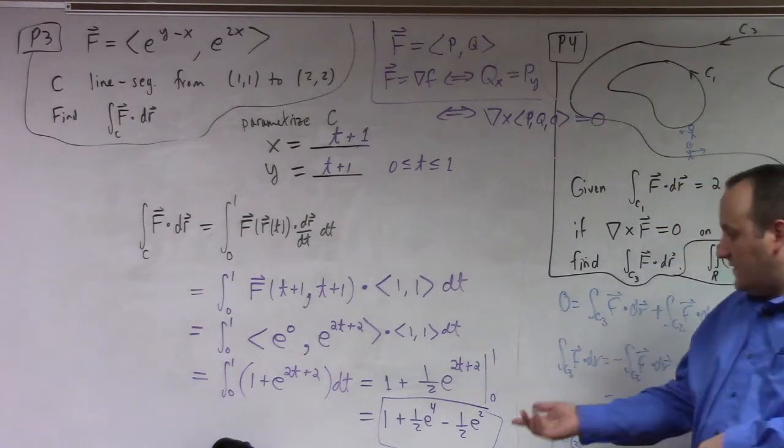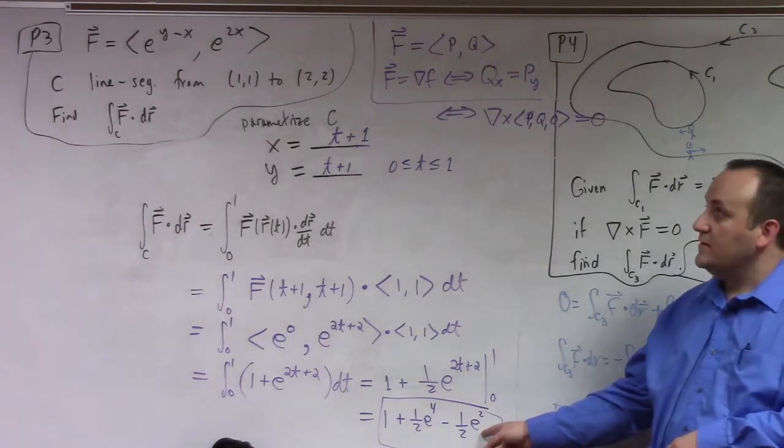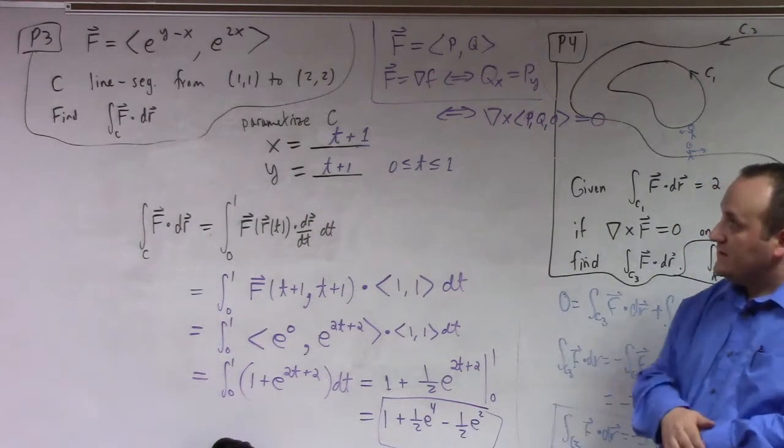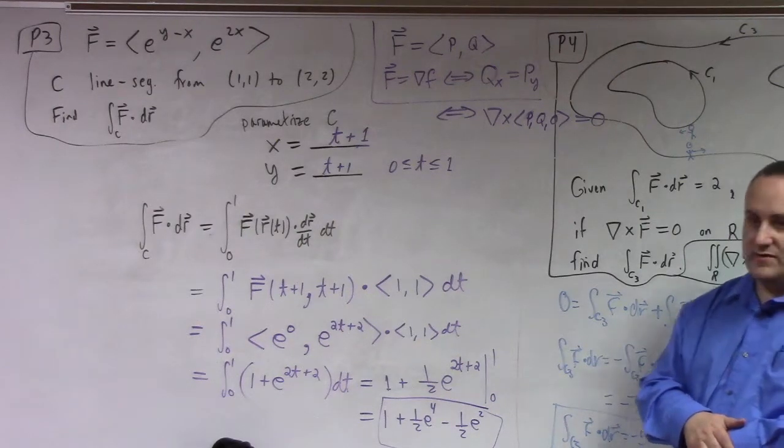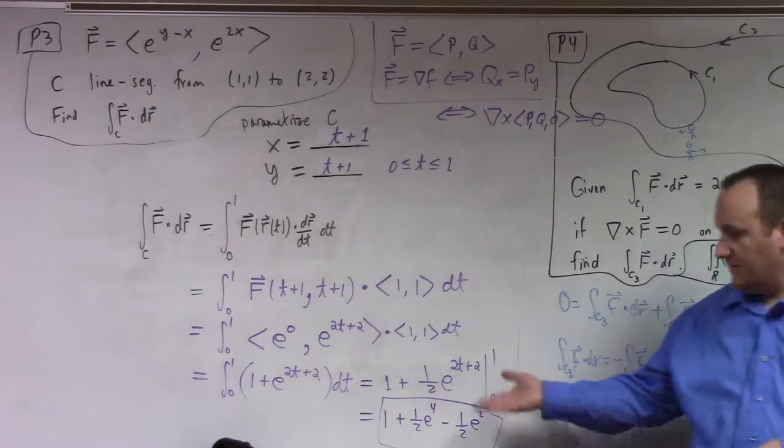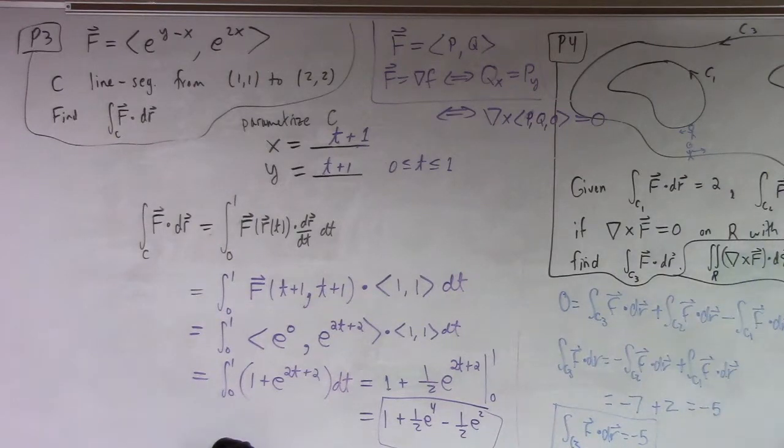Significance here would be that this is the work done, right? This is the work done by the vector field e to the y minus x, comma e to the 2x along the line segment from (1, 1) to (2, 2). There you go. That's the work done. Yeah? No? Okay.